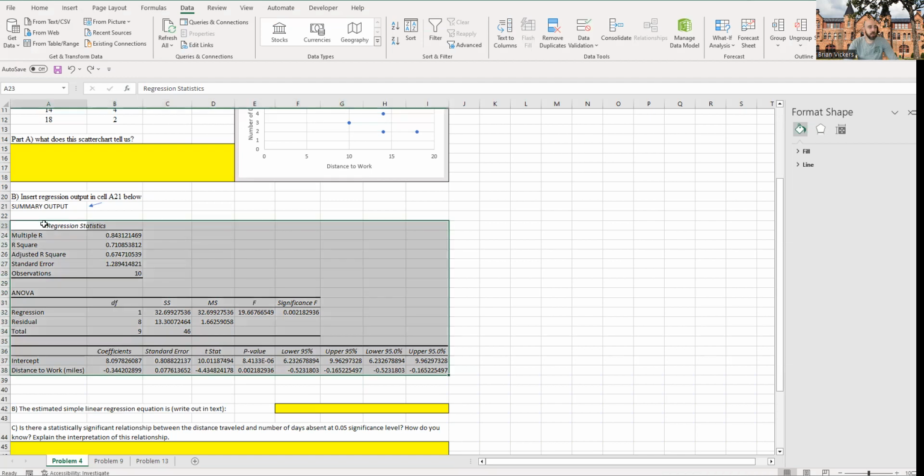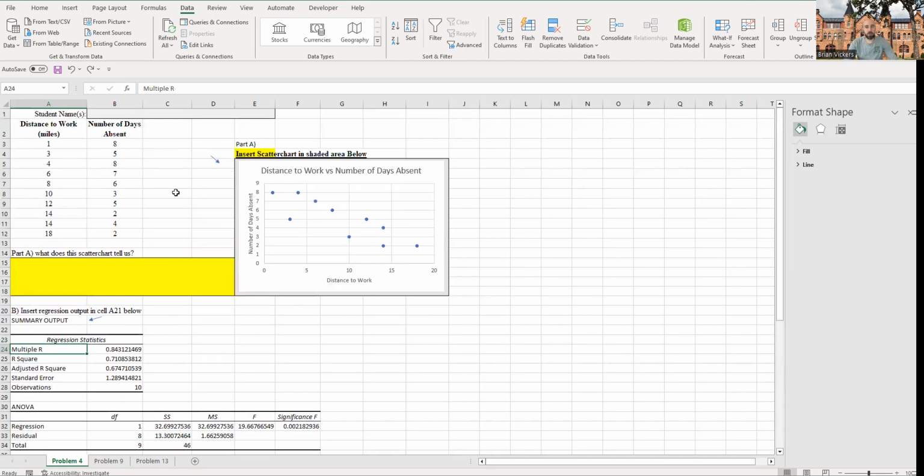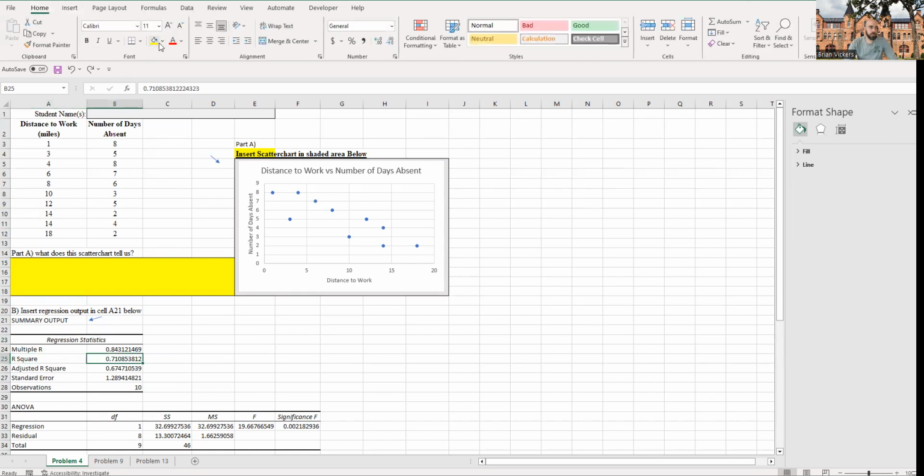This top portion is the regression statistics. These are also known as the goodness of fit measurements, because they basically tell us how well the model we've created fits the data. One of the main things you want to look at here is the R² value. This is specifically the goodness of fit for the model. This is known as the coefficient of determination.